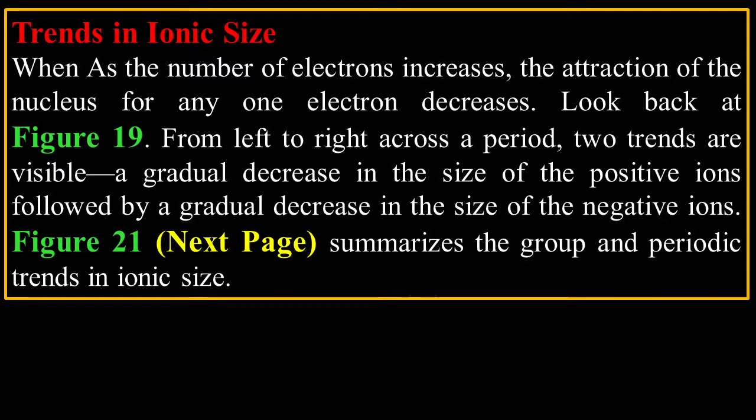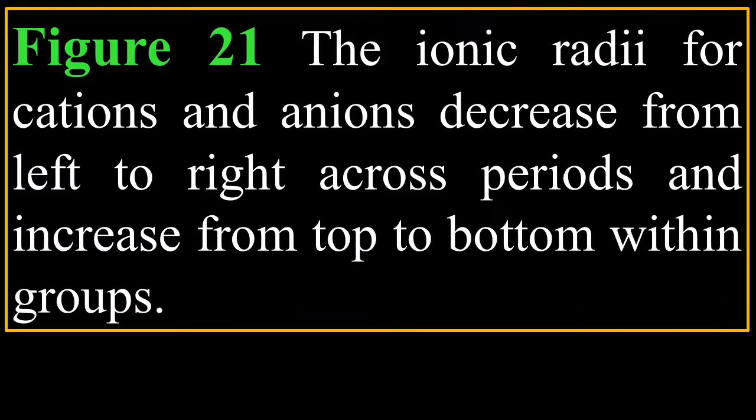Well, you have in a particular period, the cations are first, and they're smaller than the corresponding anions, and there's a decrease in ionic size. And then the anions, which are larger as a group than the cations, there's also a decrease going from left to right of the ionic radii of the anions. Figure 21, the ionic radii for cations and anions decrease from left to right across the period and increase from top to bottom within groups.